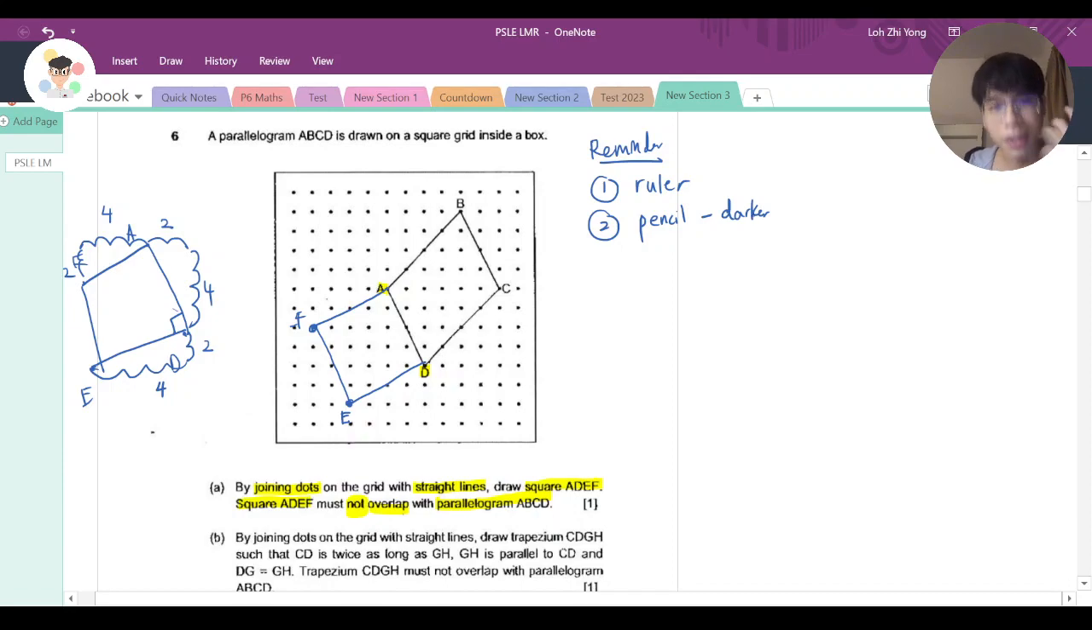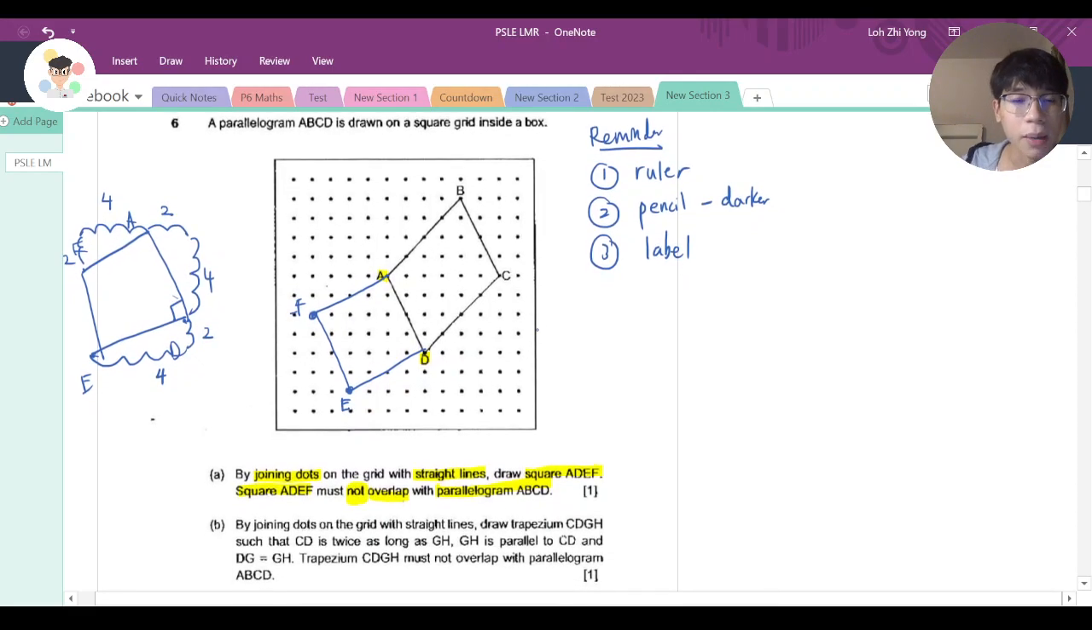And use pencil, please draw darker, not too light. Why? Because in PSLE now they are using something called on-screen marking, OSM. So basically, your answer will be scanned, and when they scan, your drawing will be faded, so it is not that clear anymore. So you must draw darker. And please label, guys. Okay, let's move on.